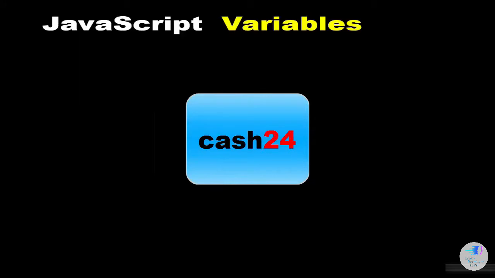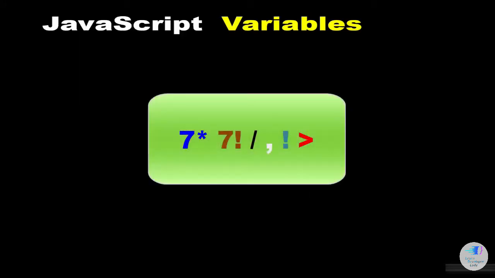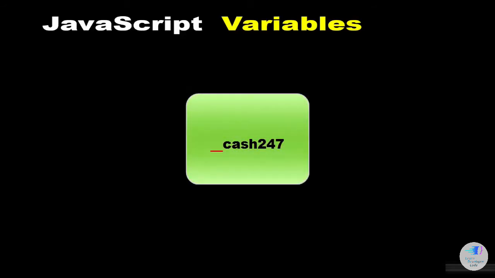You cannot use mathematical or logical operators in variable names. For example, you can't name a variable 7* or 7?, and so on. You can't use punctuation marks. However, you can use an underscore in variable names, but that's the only exception. You can't use any other punctuation.